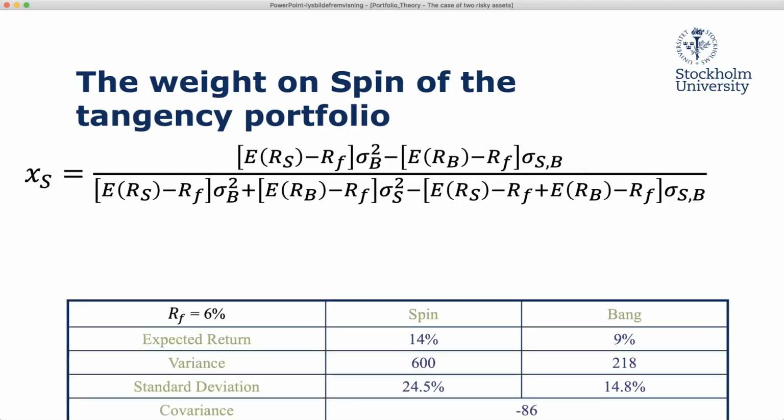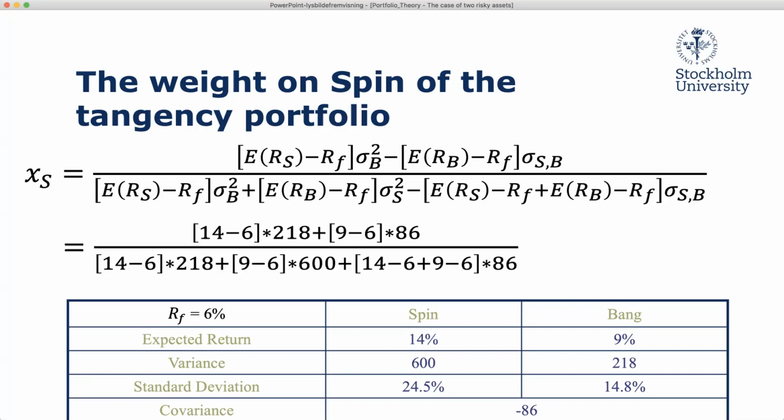Bringing back the table with the expected returns, variances and covariances, and recalling that the risk-free rate is assumed to be 6%, we can go ahead and plug into the expression of the weight of the tangency portfolio the corresponding ingredients of our case to find that the weight is equal to 0.45.